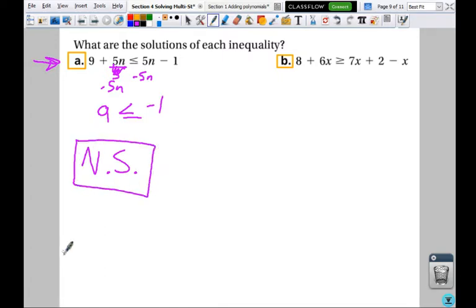Alright, pretty good. So, I want you to do part B now. Tell me, is it all real numbers or is it no solution? So remember, get down to a single x on part B. So you're gonna have to combine some x's and then do the opposite.